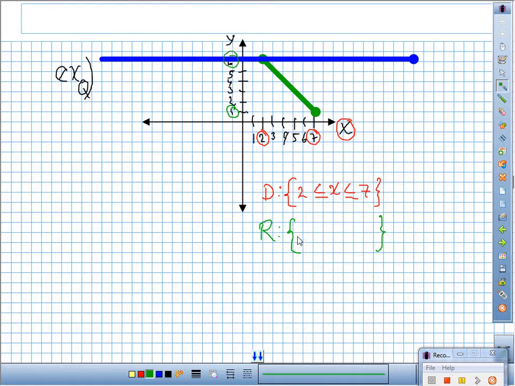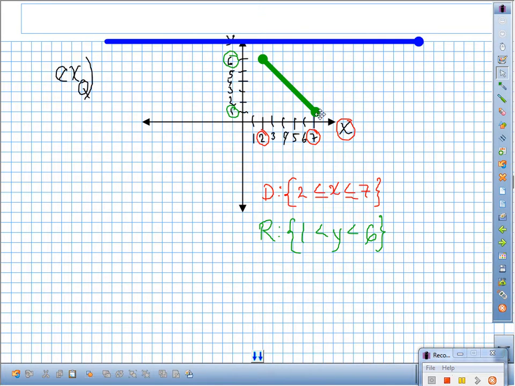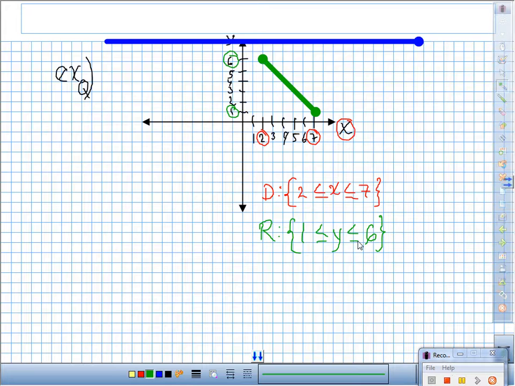So my range is from 1 to 6, and it's the Y value, and the arrows never change. Is that correct? So let's see. Does it include 1? Yes, because it's a closed point. Does it include 6? Yes, it's a closed point. And that's how we got our domain and range. Hands up if you got that by yourself. Okay? Not bad. All right.